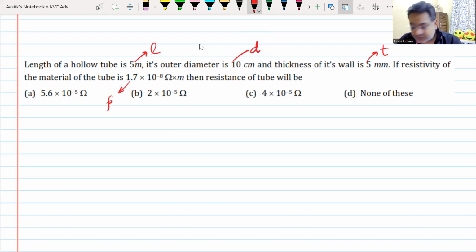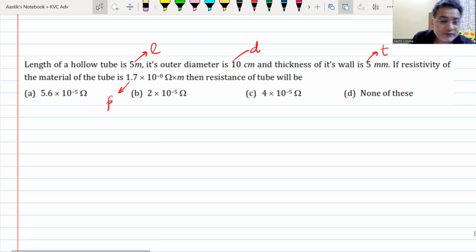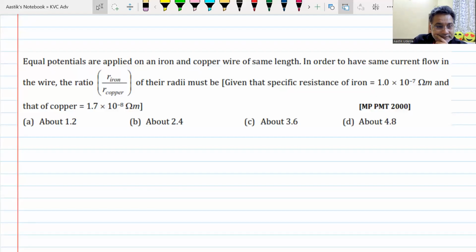What is the resistance of the tube? So you can give the answer. You should give the answer in terms of R, L, rho, and D. Also, you should give the answer in terms of putting the values and getting the answer. Time passes on. Let's see if you can give me the answer with this question.